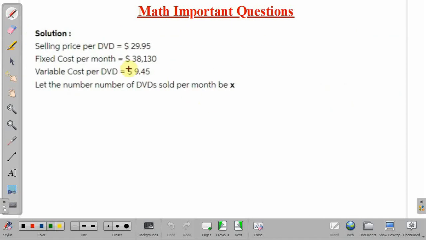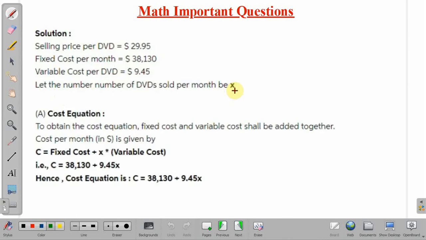Selling price per DVD is given as $29.95, fixed cost per month is $38,130, and variable cost per DVD is $9.45. So we are assuming that the total number of DVDs sold per month be X. Now we have to find the cost equation.